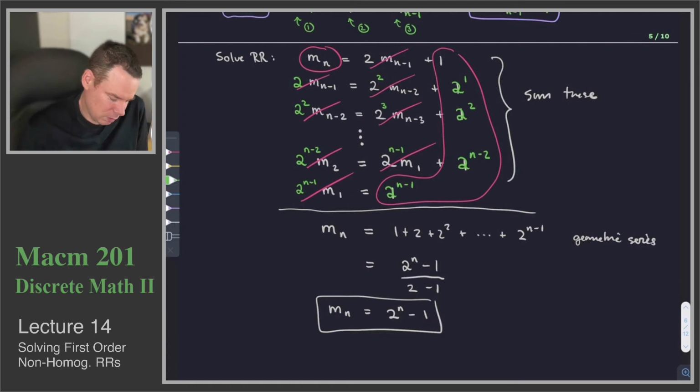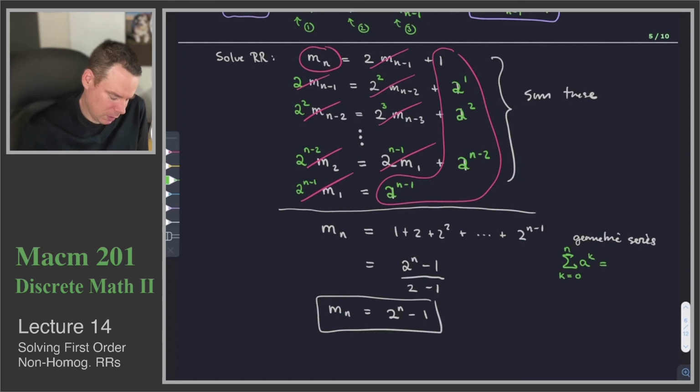So I've written down geometric series here. Let me just indicate what it is that we've actually used. So in this case, if we've got the sum from k equals 0 to n of a to the k, in this case, a was equal to 2.